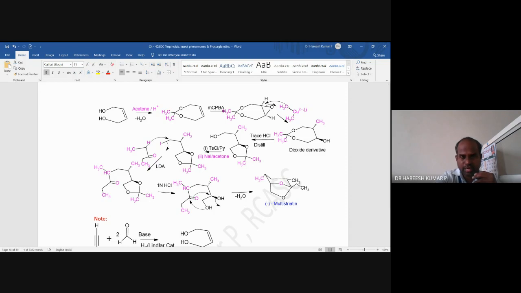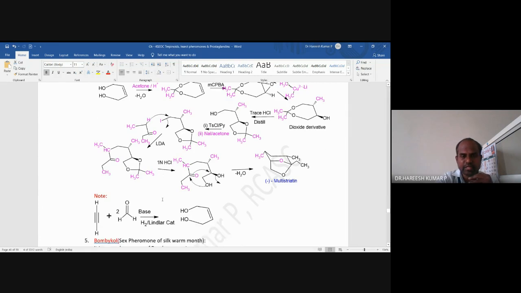Let me repeat the difference between brevicomin and multistriatin. Multistriatin and brevicomin differ only in one methyl group, and both are isolated from the same family but different species. So that's what you need to remember.